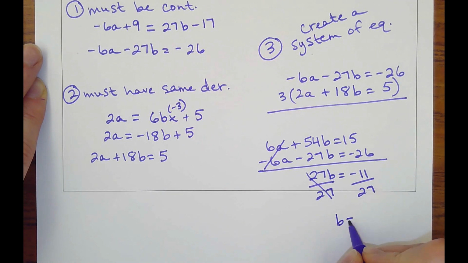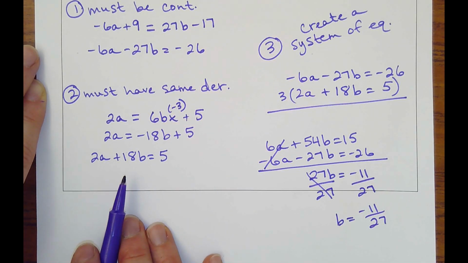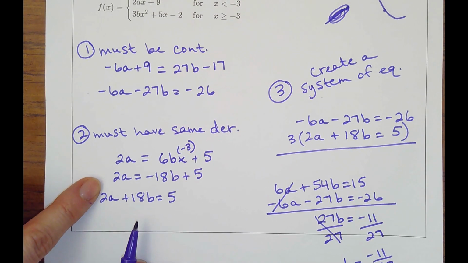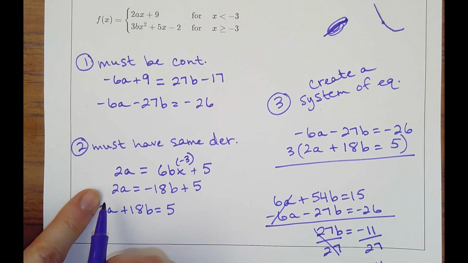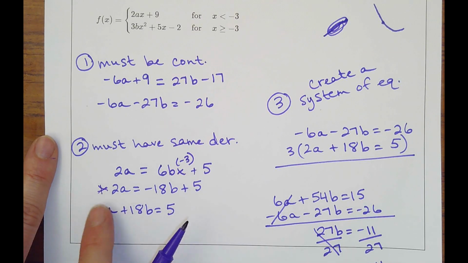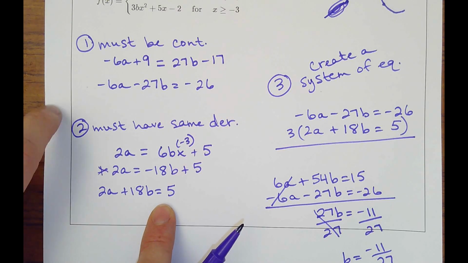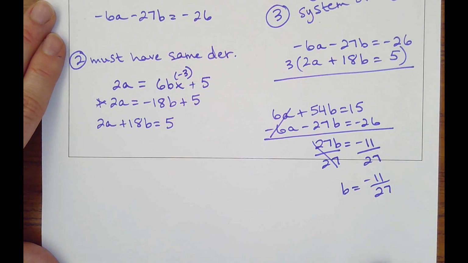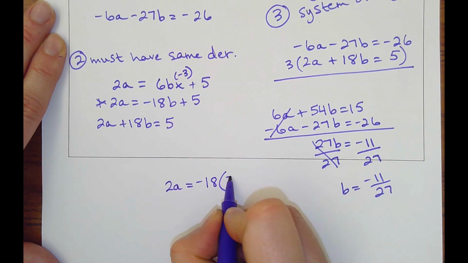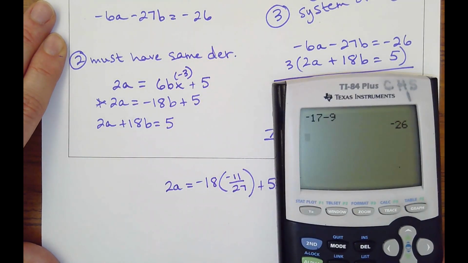And then now, since that gives us our b value, we just have to plug that back into one of the equations to find a. It doesn't matter which one. I'm going to pick this one, it seems the easiest. But you've got options. You can pick this one, or one of them from above. So I've got that 2 times my a will equal -18 times my b plus 5. And I would just do that on the calculator.